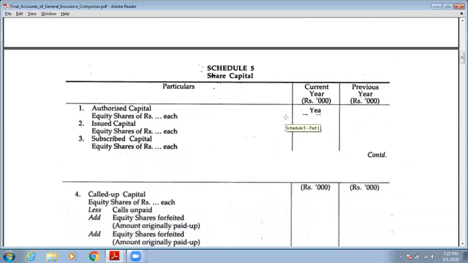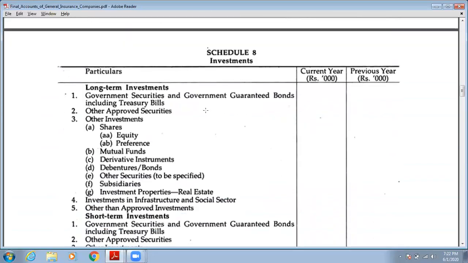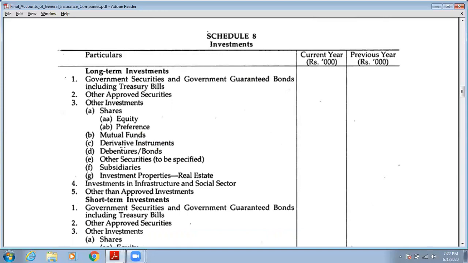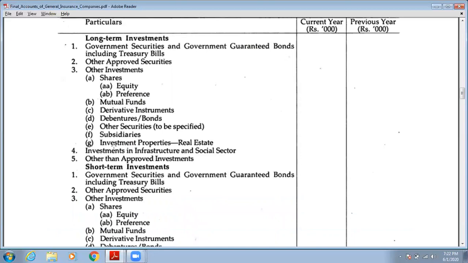So see what is schedule number 8. In schedule number 8 you will include long-term investment that may be in government securities, any approved securities, any other investments, any shares, equity and preference. If you invest in equity and preference shares, then you will write in the investment heading. But if you issue any equity share and preference shares, then you will write in sources of fund under the heading share capital. Then mutual funds, derivative instruments, debentures, bonds, other securities, subsidiaries, investment properties, investment in infrastructure and social sector, other than approved investment.